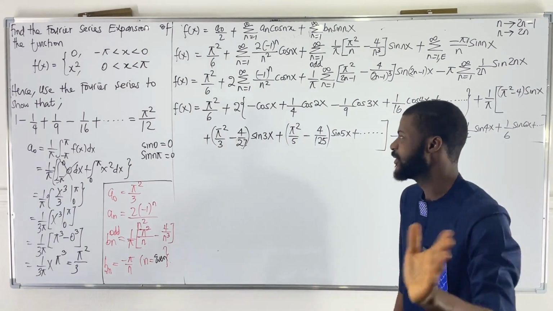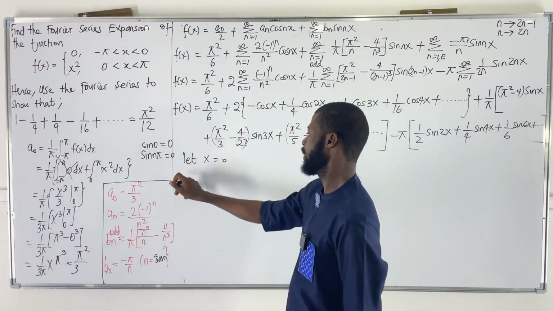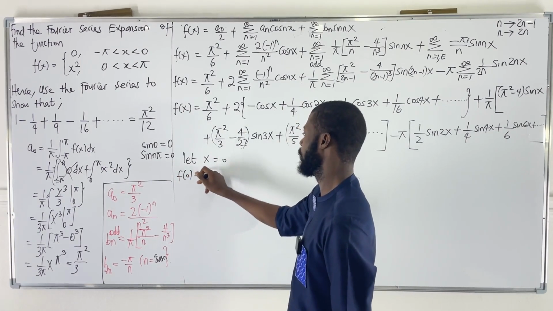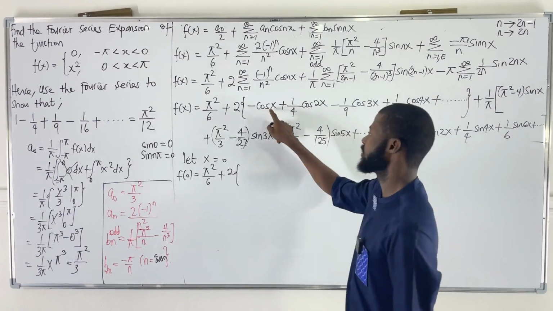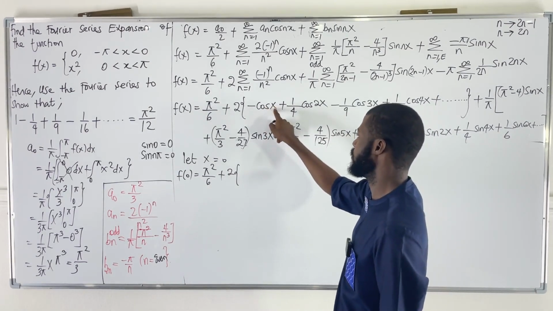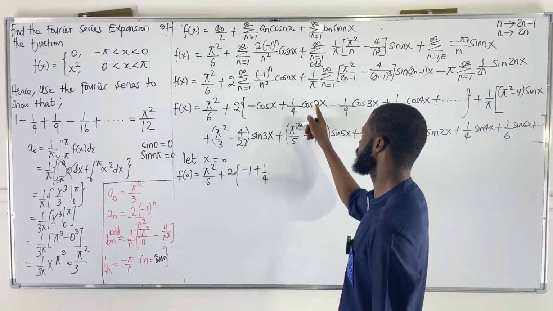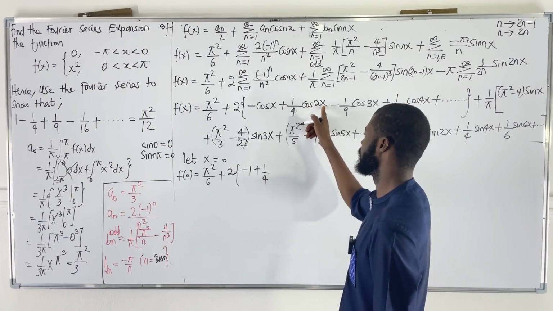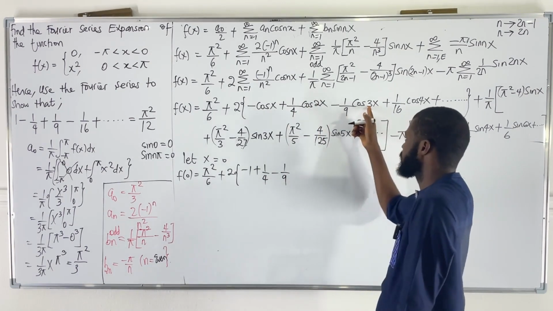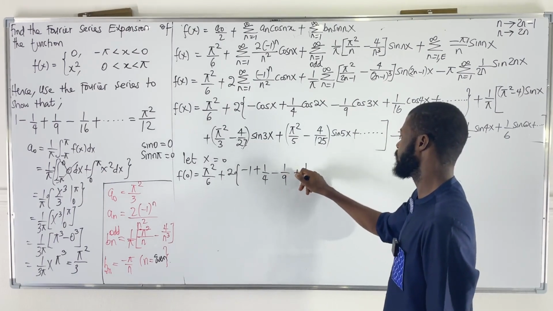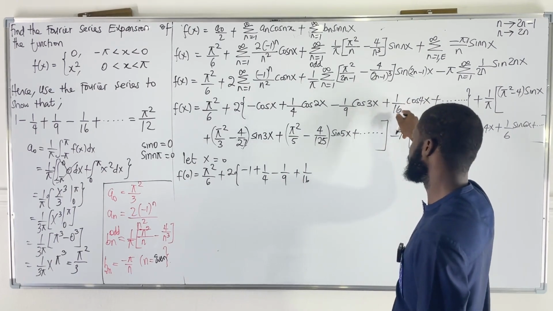Let me just show you what's going on so we don't stress ourselves. So let s equal to 0. This will become f of 0 equal to pi squared over 6 plus 2 into, remember that cos 0 is 1. So since we're putting in 0, this will be minus 1. And this will be plus 1 over 4, because cos 2x, 2 times 0 is 0, cos 0 is 1, and 1 times 1 over 4 is 1 over 4. And this is minus 1 over 9, and this is plus 1 over 16, because cos 4 times 0 is 0, cos 0 is 1, and 1 times 1 over 16 is 1 over 16.